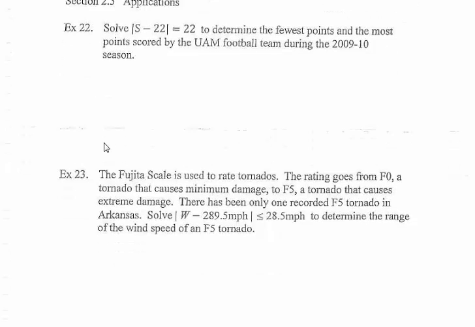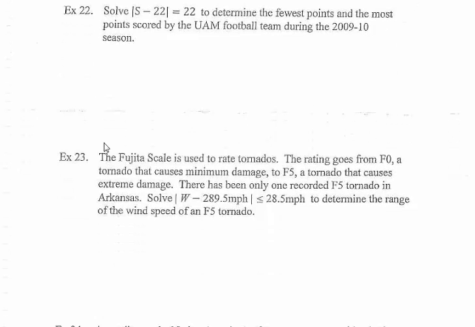Alright, so we're going to wrap up the chapter with some application problems. 22, we're talking about the fewest points and the most points scored in a game. S is the score of the football team, and they've sort of encrypted that information into an absolute value equation. So in order to figure out what the fewest and most points are, we need to solve this equation.